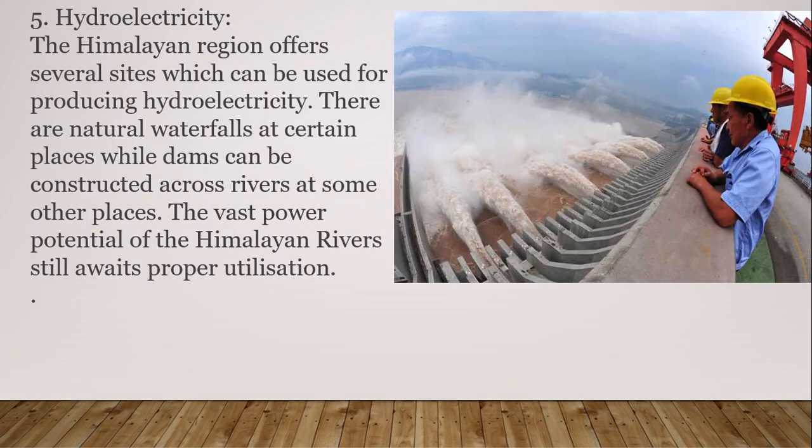Number 5, hydroelectricity. The Himalayan region offers several sites which can be used for producing hydroelectricity. There are natural waterfalls at certain places, while dams can be constructed across rivers at some other places. The vast power potential of the Himalayan rivers still awaits proper utilization. So next, we get a lot of electricity from these, and hydroelectric power is really helpful.